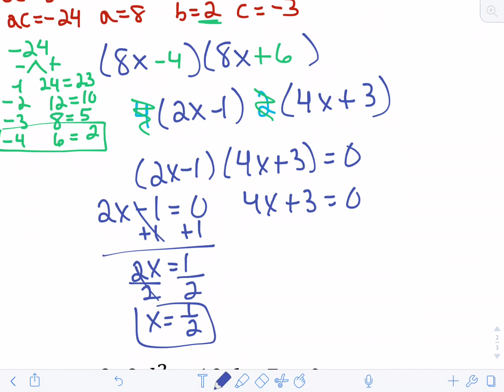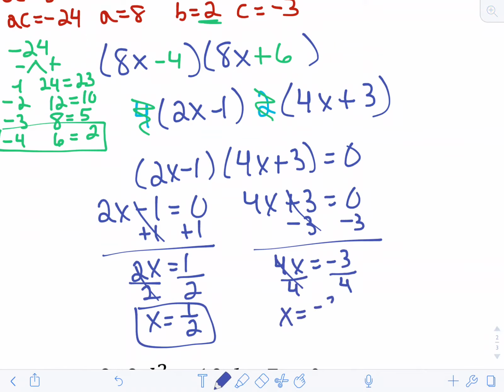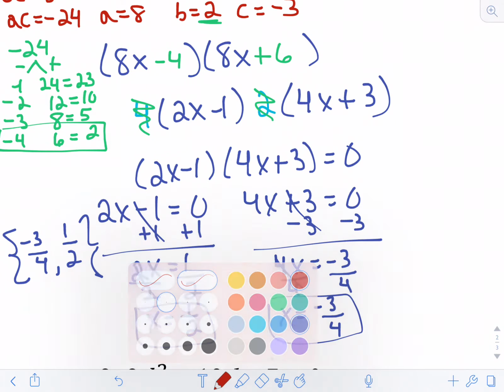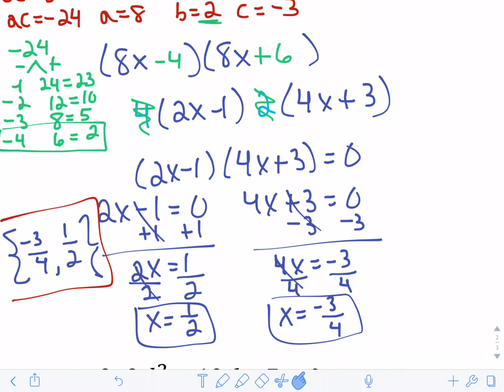So there's one answer. Here you're going to subtract 3 from both sides. So 4x is equal to negative 3. Divide both sides by 4. X is equal to negative 3 over 4. Okay, so those are your answers. The way that you're going to write your final answer is you just do fancy little brackets: negative 3 over 4, comma, 1/2. This right here is your final answer.